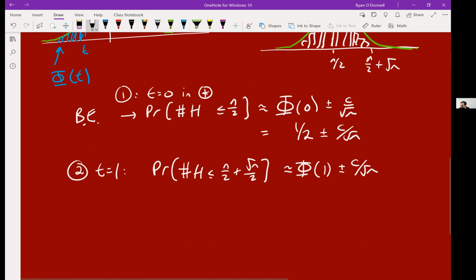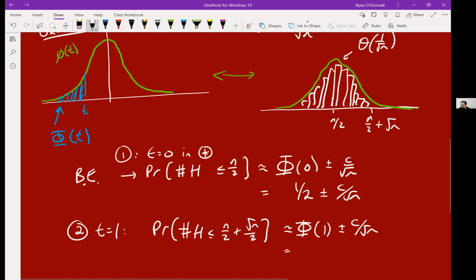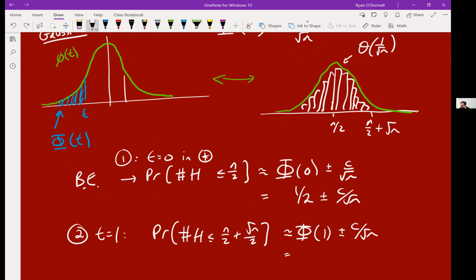Phi of 1 is, well, it's a number, right? I don't know what it is. It's the probability of all this stuff in here. It's like 67% or 73% or something. I don't know if you happen to know. Let's just invent a number. It's probably not right, but let's say it's 70.73. I just made that up, plus or minus c over root n.